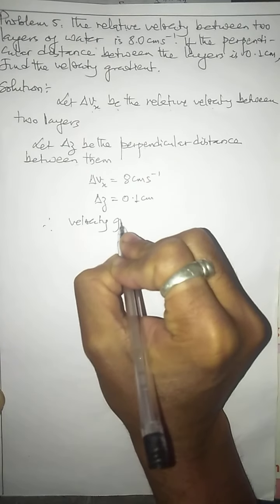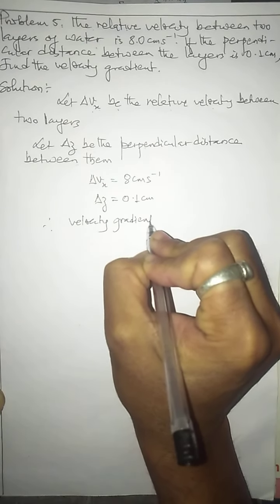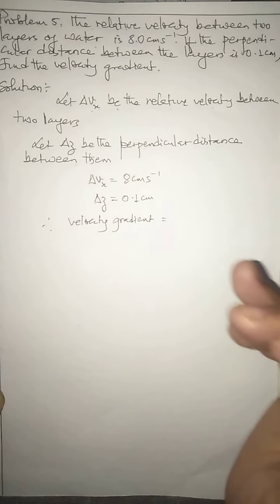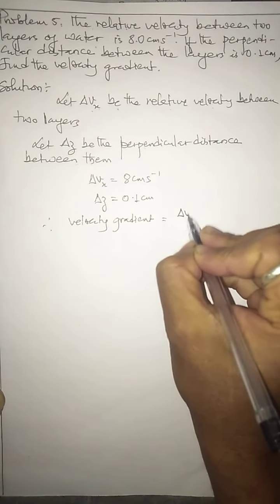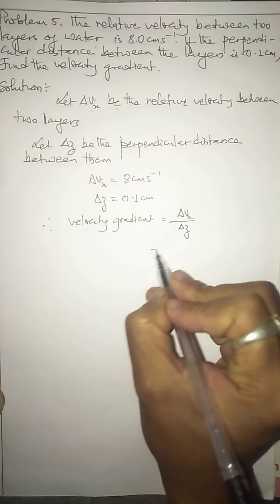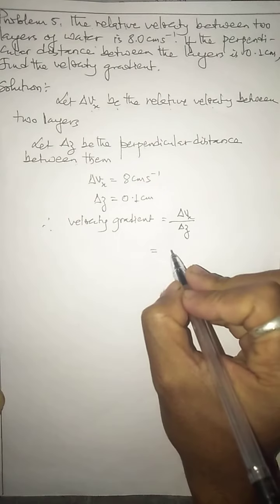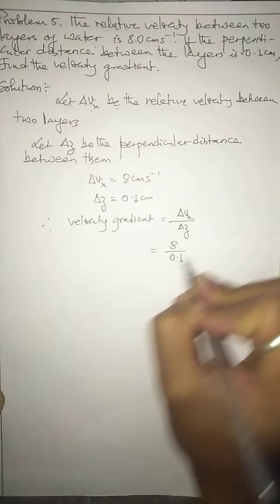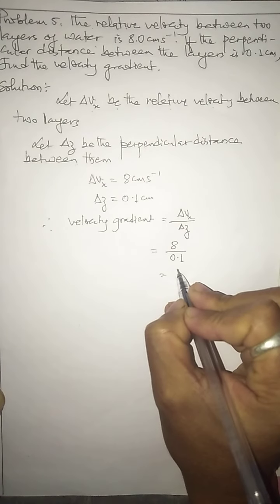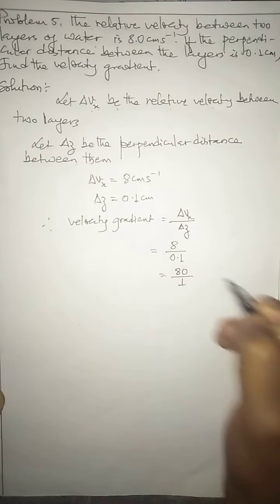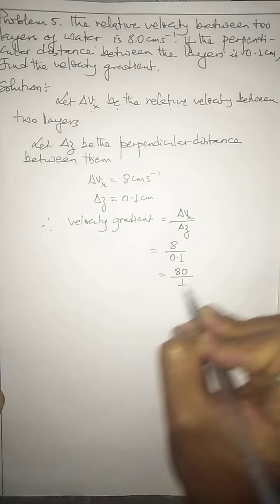To calculate the velocity gradient, as you know children, it is defined as the change in velocity per unit perpendicular distance. This means velocity gradient is delta Vx by delta Z. Delta Vx is 8 and delta Z is 0.1, so you can remove the decimal. Removing the decimal, I write 80 in the numerator and 1 in the denominator. So 80 by 1 is simply 80.